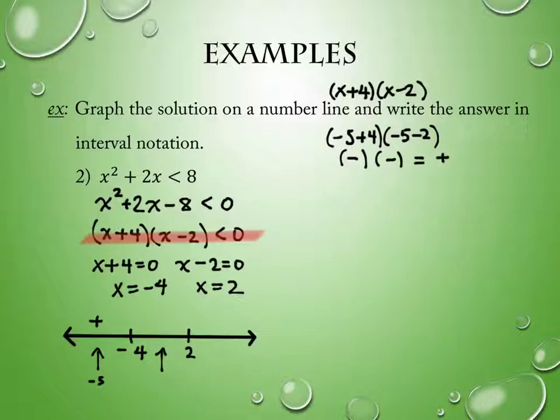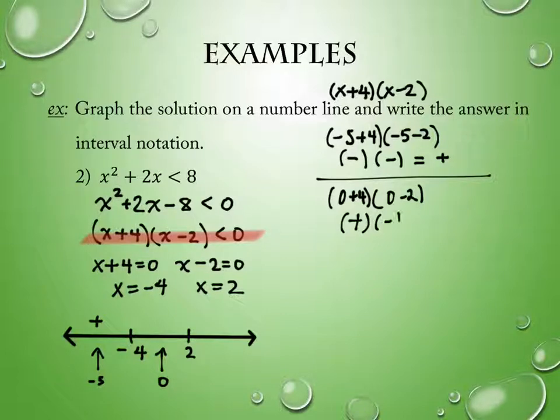0 is friendly. Okay, so I have 0 plus 4 and 0 minus 2. What are the signs of each of those two factors? Positive and negative, which gives me a negative. So I've got a negative in between. How about choosing a number after 2?